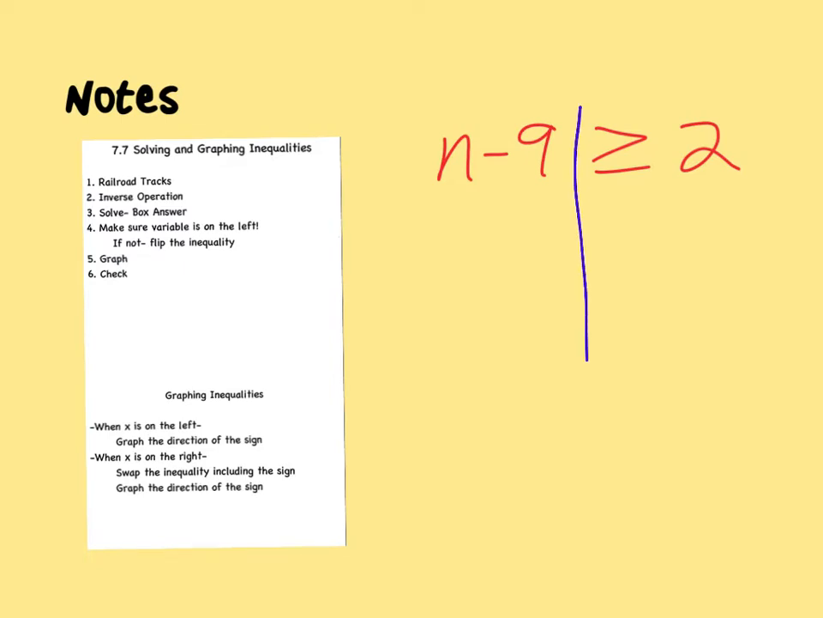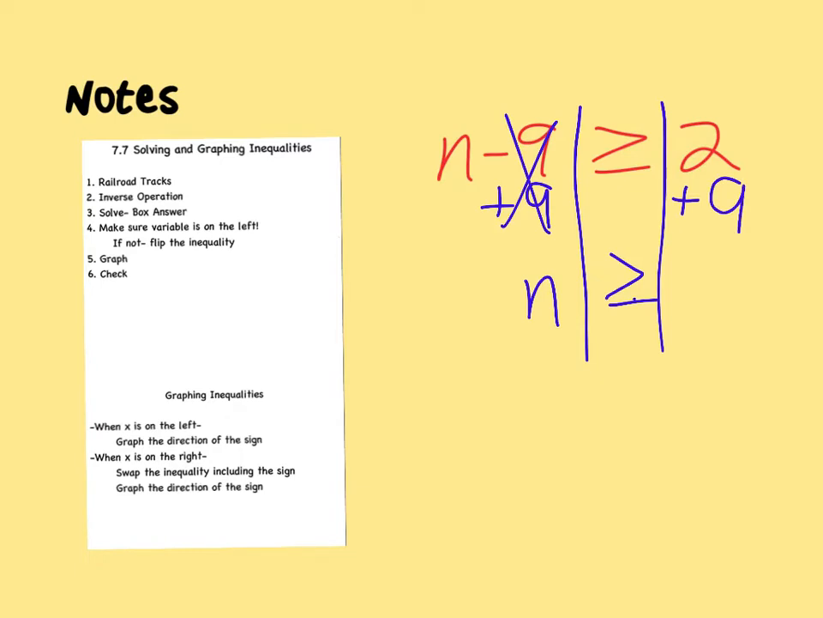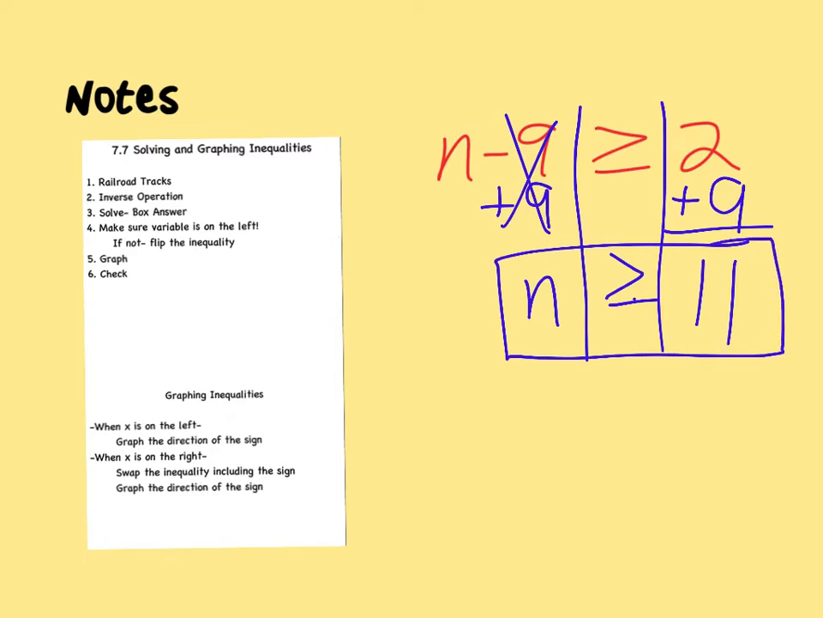So number one, railroad tracks. Now, remember, we're going to use inverse operation. This is subtracting 9, so we're going to add 9. When we do that, we're left with n. Bring down our inequality, and we have to add 9 on this side. 2 plus 9 is 11. Now, if I do 11 minus 9, do I get 2? I certainly do. Now, this is our answer right here. N is greater than or equal to 11.